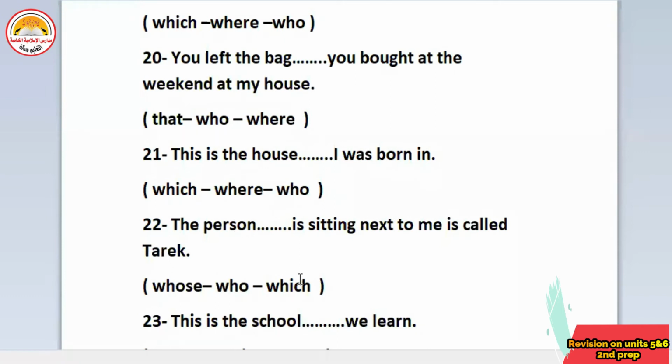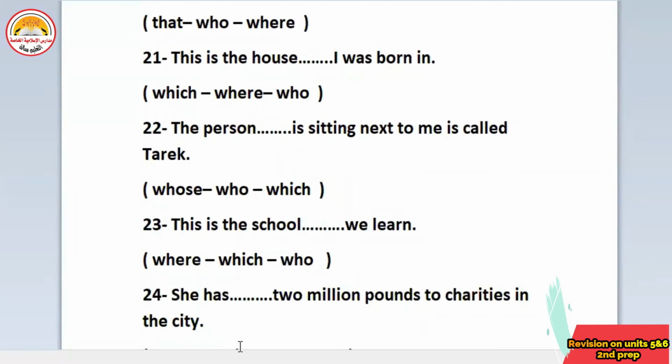Let's continue. Number 23, Minna Sam. This is the school which we learn. Which? Are you sure? Minna, when I ask you, where do you learn? I learn in my school. Very good. So here, the verb learn, the action happened inside the place. If the action happened inside the place, we use where.